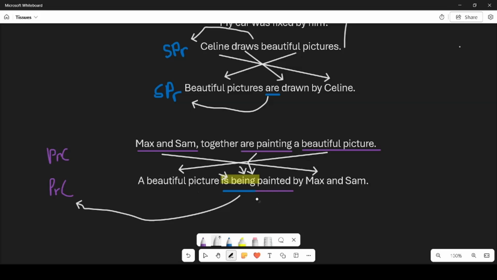And if you try to make the sentence sound sensible, you might say "a beautiful picture was painted by Max and Sam." Over there, the tense would be completely changed. "Was painted" would be simple past. It will be completely different. We don't want simple past. We want present continuous because we want to keep the tense the same. So now let's move on to tenses, like how active voice and passive voice act according to the tenses.